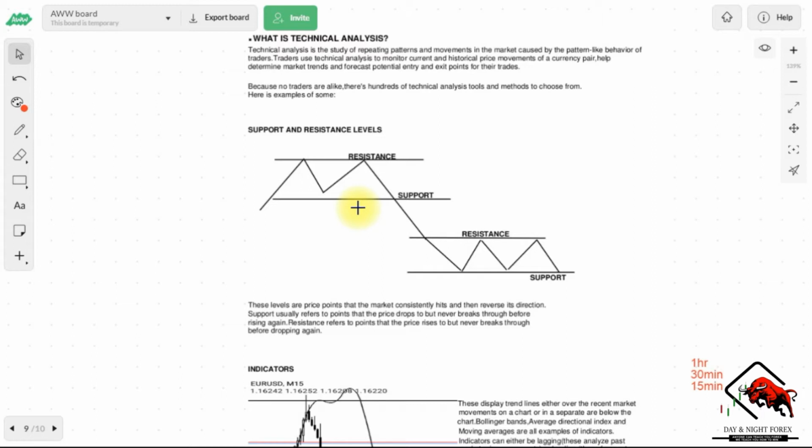Because no traders are alike, there are hundreds of technical analysis tools and methods to choose from. So here's an example of some of them. Right now we have the support and resistance levels. So what is meant by support?